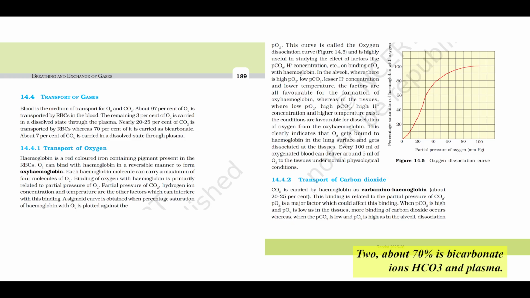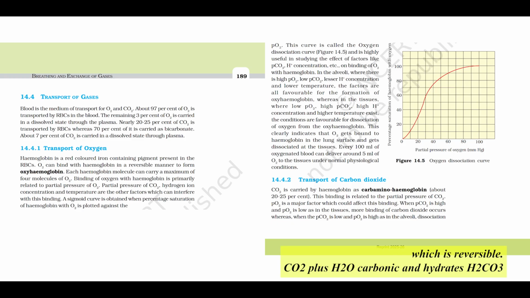2. About 70% is bicarbonate ions, HCO3-, in plasma. This is the major route, the most important way CO2 is transported, and it involves a crucial enzyme, carbonic anhydrase. This enzyme is found in very high concentrations inside RBCs and tiny amounts in plasma. It dramatically speeds up the reaction between CO2 and water. Here's the reaction, which is reversible. CO2 plus H2O, with carbonic anhydrase, gives H2CO3, carbonic acid, which gives HCO3-, bicarbonate ion, plus H+, hydrogen ion.